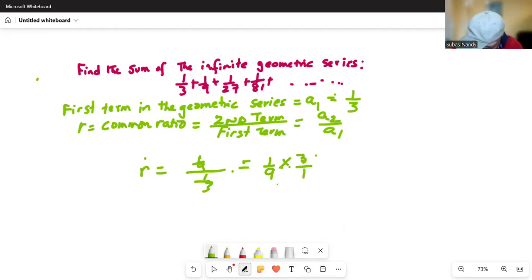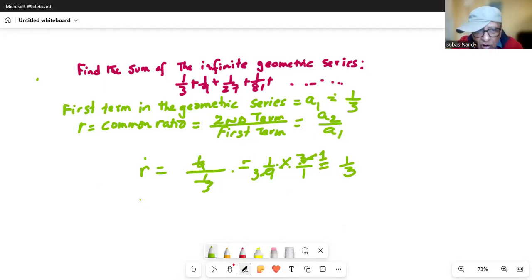And that will be equal to, 3 goes into 9. 3 goes into itself one time, and 9 three times, because 3 times 3 is 9. So the common ratio R is equal to 1 over 3, 1/3.